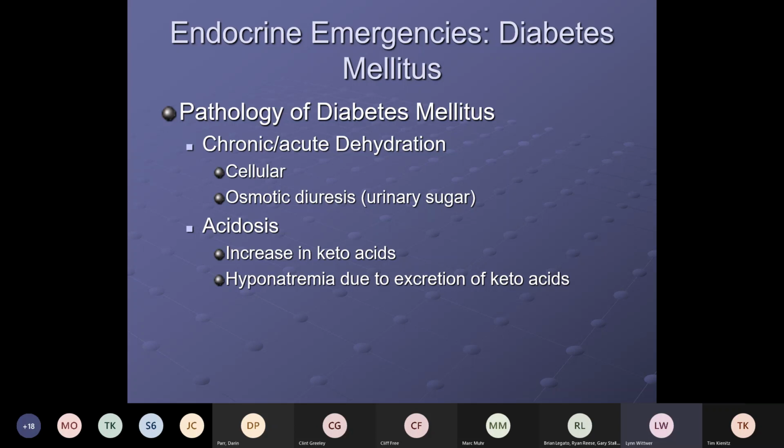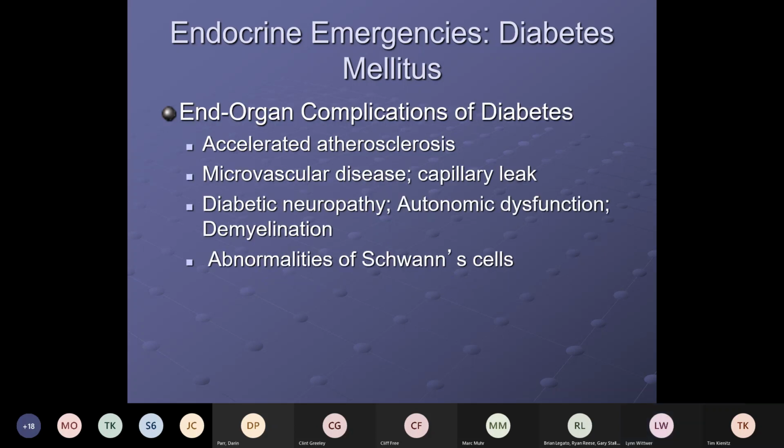And then there's hyponatremia, because as you excrete the keto acids through urine, sodium follows these because you make salts. And so they become hyponatremic, which affects your cellular function and your cardiac function as well. So end-organ complications of all forms of diabetes include accelerated atherosclerosis. So think coronary disease, think strokes, microvascular disease, capillary, so kidney disease. Diabetes is the number one cause of kidney disease in the United States, and the number one reason to have kidney failure and get kidney transplants.